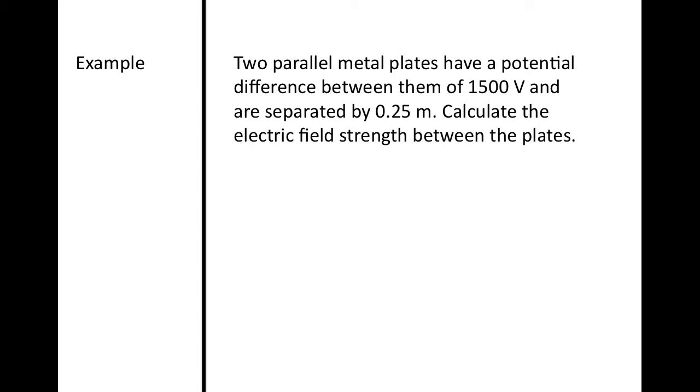Here is an example. Two parallel metal plates have a potential difference between them of 1500 volts and are separated by 0.25 meters. Calculate the electric field strength between the plates. Go ahead and stop the video and start this back up when you're ready.